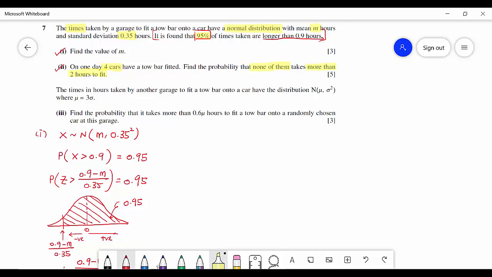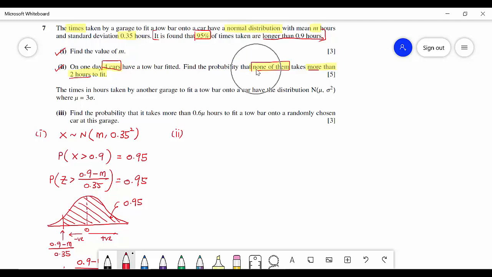All right, so again, I want you to have a look at the structure here. Originally, I'm having 4 cars, a total number of cars, and then none of the cars. So they're talking about the number of cars, right? What happened to the car? Take more than 2 hours to fit. When you see this kind of structure, it means they are talking about the binomial distribution. So the 4 cars here will be your n.